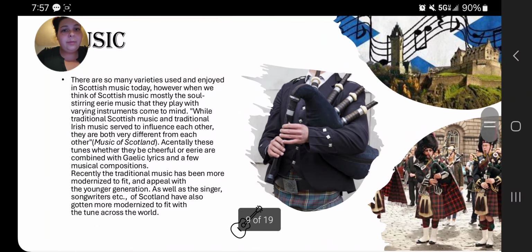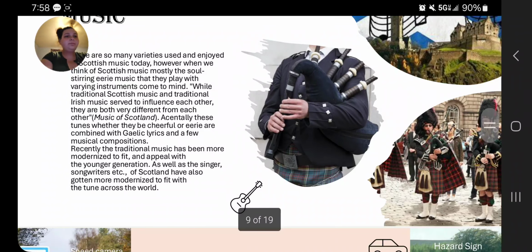Next is music. There are so many varieties used and enjoyed in Scottish music today. However, when we think of Scottish music, mostly the soul-stirring, eerie music played with varied instruments comes to mind. While traditional Scottish music and traditional Irish music serve to influence each other, they are very different from each other. Essentially, these tunes, whether cheerful or eerie, are combined with Gaelic lyrics and few musical compositions. Recently, the traditional music has been modernized to appeal to the younger generation, and the singers and songwriters of Scotland have also become more modern to fit with the tune across the world.